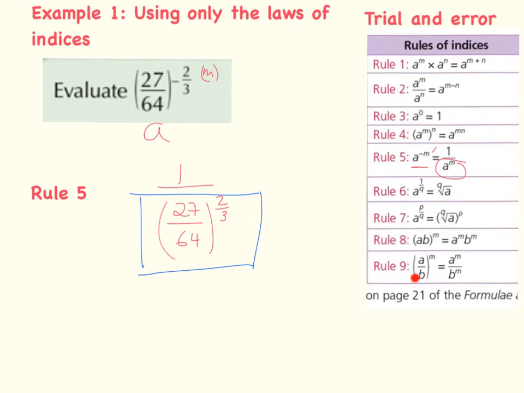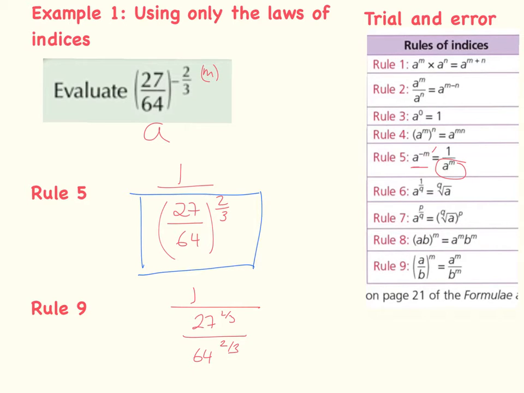So I'm now going to apply law 9 here, and you can see that the 27 is my A, the 64 is my B, and the 2/3 is my M. If I apply law 9, I'm now going to have 1 over 27 to the power of 2 over 3, all divided by 64 to the power of 2 over 3.